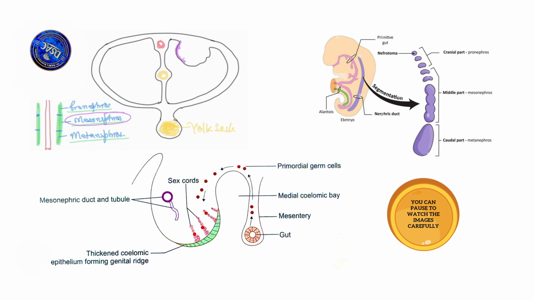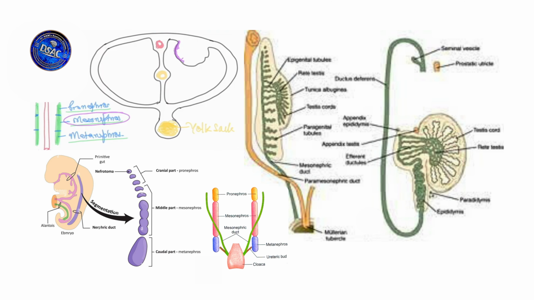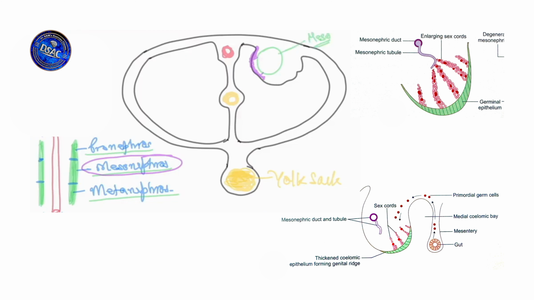This means the section which I've drawn is at the level of the upper lumbar region. What I've cut here is the green colored thing. This portion is the mesonephros, not pronephros, not metanephros. This is mesonephros. So this coelomic epithelium, when it forms this genital ridge, it forms new cells dividing and approaching towards this mesonephros like this, and these are called sex cords.